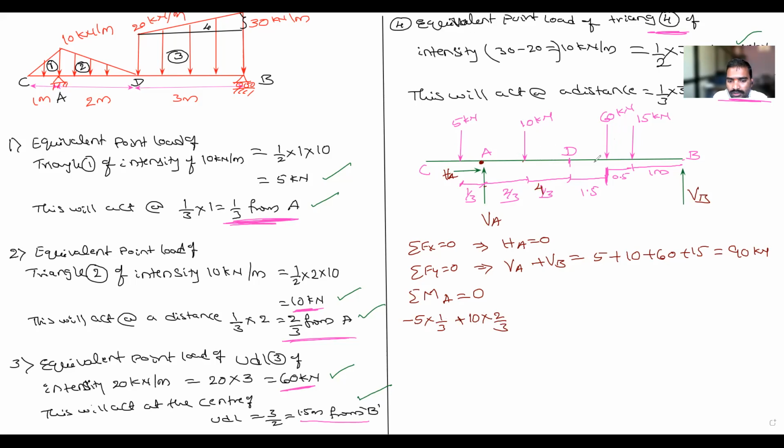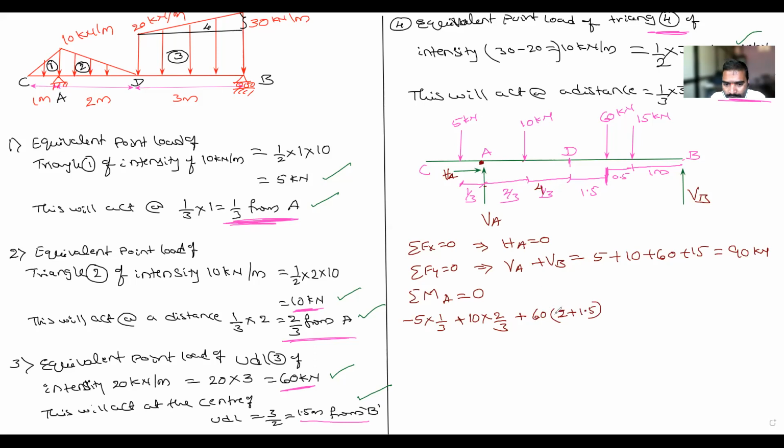That is 60 kilonewton. Will this produce clockwise or anti-clockwise? Clockwise, positive. What is the distance from A to 60? From here to here, how much is it? 2/3 plus 4/3, that is 6/3, which means 2 meter. 2 meter plus 1.5 meter. So that is 60 into, what will I write? I will write 2 meter plus 1.5 meter. I will not write 3.5 directly. If you know, you can write.